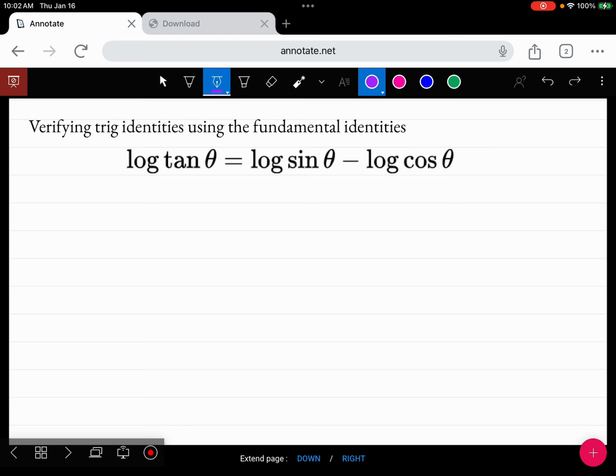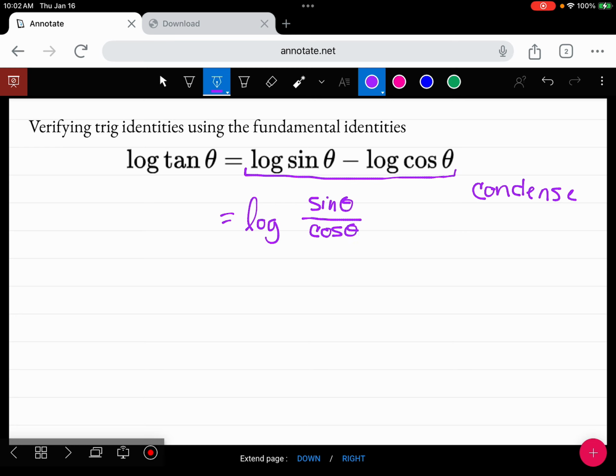All right. What do we remember about logs? We're going to look at this side first. Minus is the same thing as like division. Yes. We're going to condense this. Pulling that out. Subtraction becomes division. So this is going to be our log of the fraction sine of theta over cosine theta.